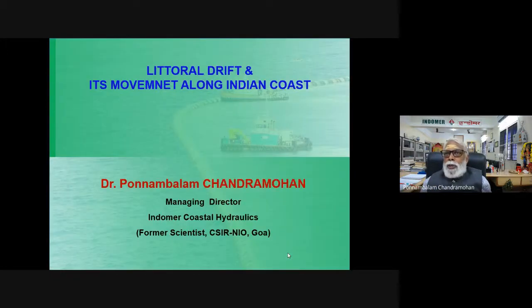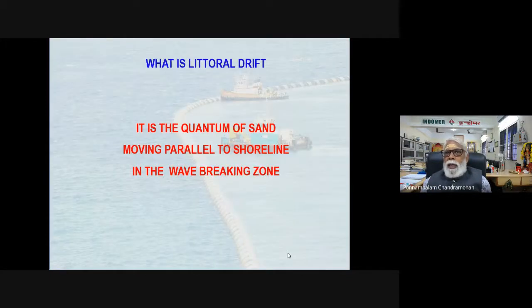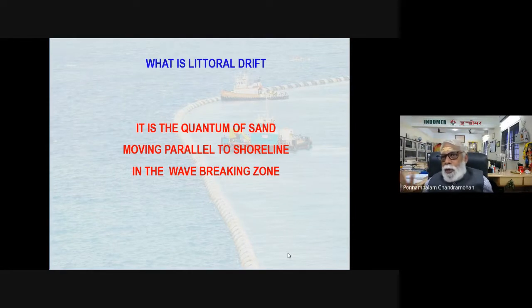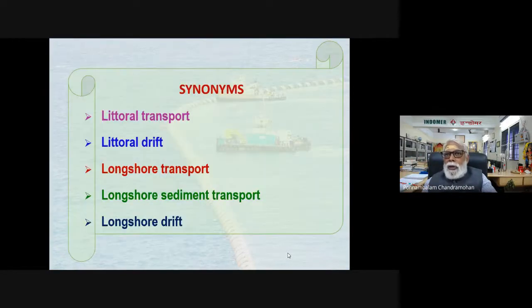Today's talk is about the littoral drift. If someone asks what is littoral drift, we should not confuse them by telling so many equations and lengthy definitions. It is the sand moving in the wave breaking zone. That's all the definition of littoral drift: the drift of sand or sediment moving in the breaker zone, particularly parallel to the coastline. This is the basic definition of the littoral drift.